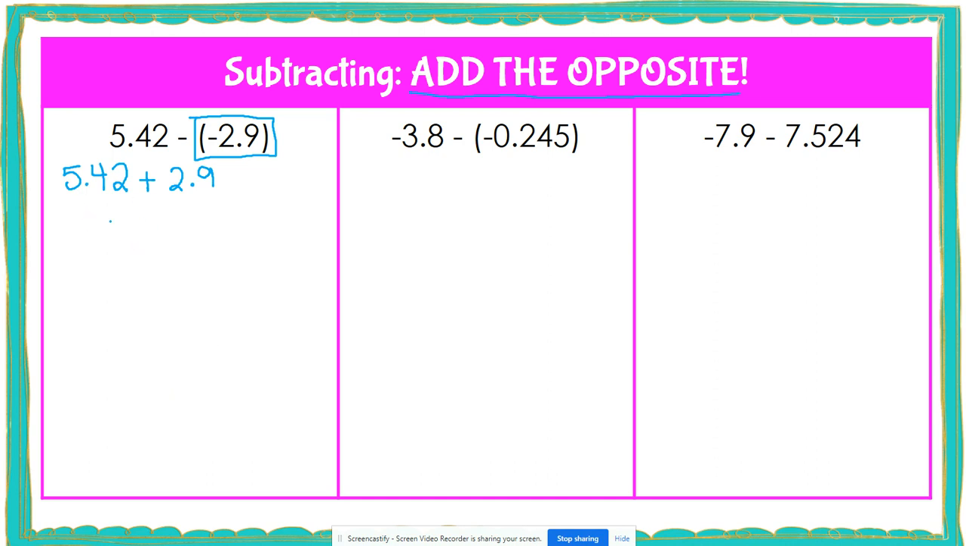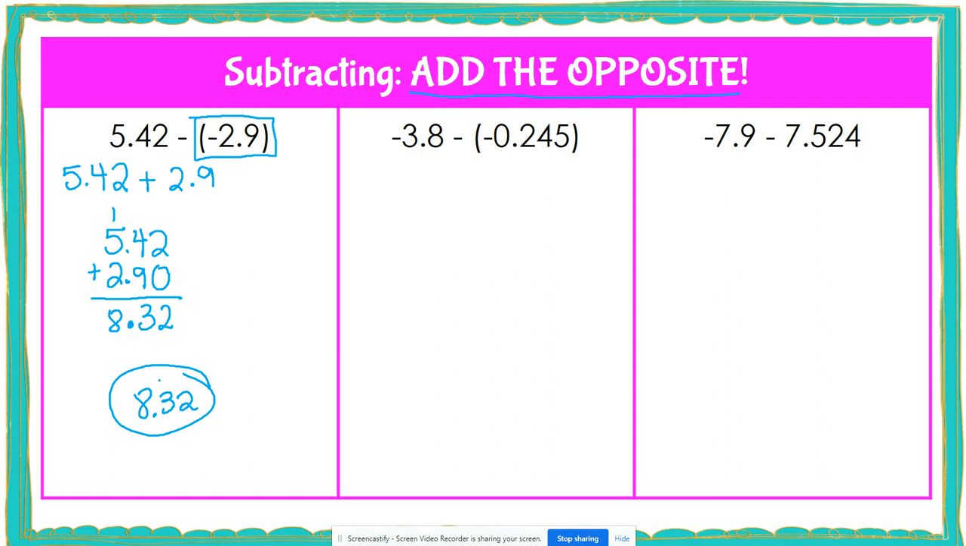Now when I look at this, I'm adding 2 positive decimals, which means I'm just adding like normal. When I add decimals, I remember that I need to line up my decimals. So 5.42 plus 2.9. And in this empty space, I'm going to put a 0 as a placeholder. 2 plus 0 gives me 2. 4 plus 9 gives me 13. So I'm going to write my 3 and carry my 1. I'm also going to bring down my decimal. 1 plus 5 is 6, and 6 plus 2 is 8. So my answer is going to be 8.32. And since both of these were positive, my answer stays positive.